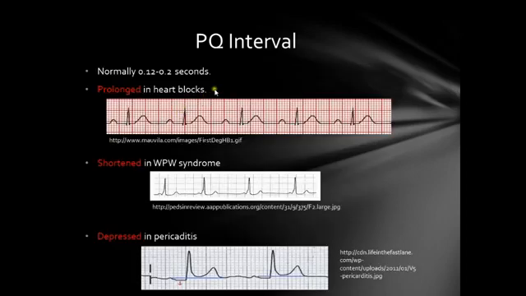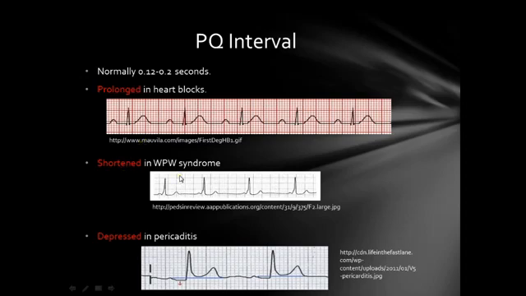And normally it's 0.12 seconds to 0.2 seconds. That's 3 small squares to 5 small squares. The PQ interval is prolonged, typically in heart blocks. So you can see here, this is the P wave and this is the Q. From the beginning till the Q, this is definitely more than 1 large square. So this is almost 1.5 large squares. So this is a prolonged PQ interval.